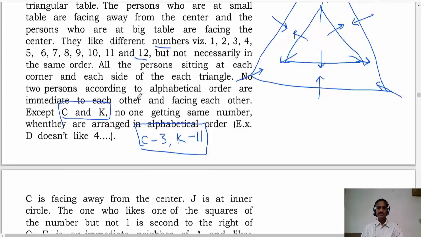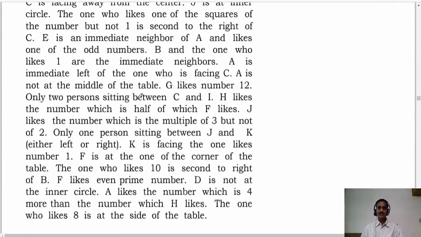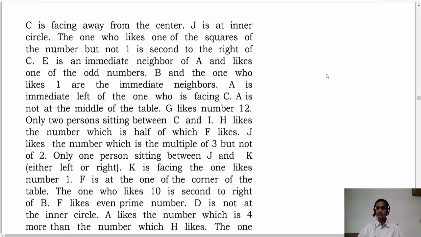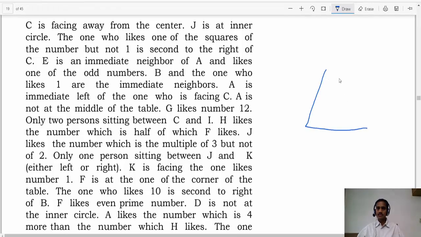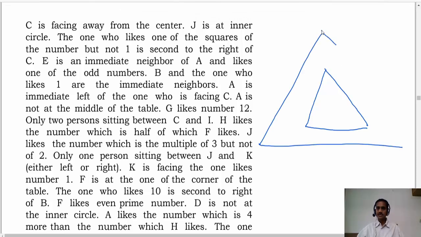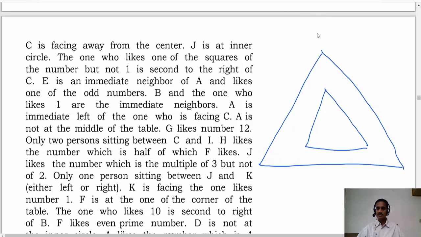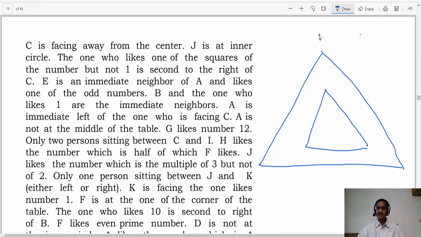Now this is the description. From here let us start working on this. This is the inner triangle and this is the outer triangle. Now this person is facing towards the center. These 3 corners and these 3 centers are also facing towards the center. Now these persons are away. Clear? This is how these 12 persons were there.